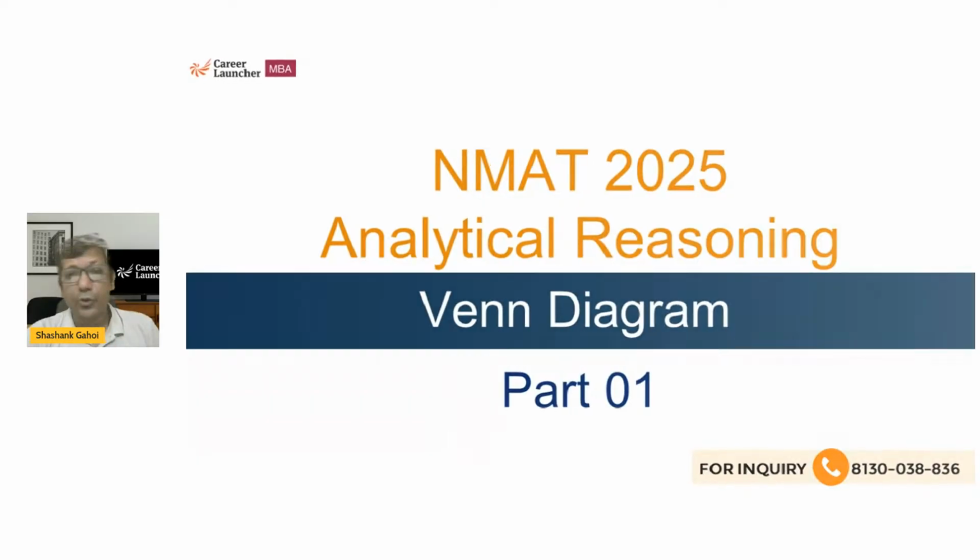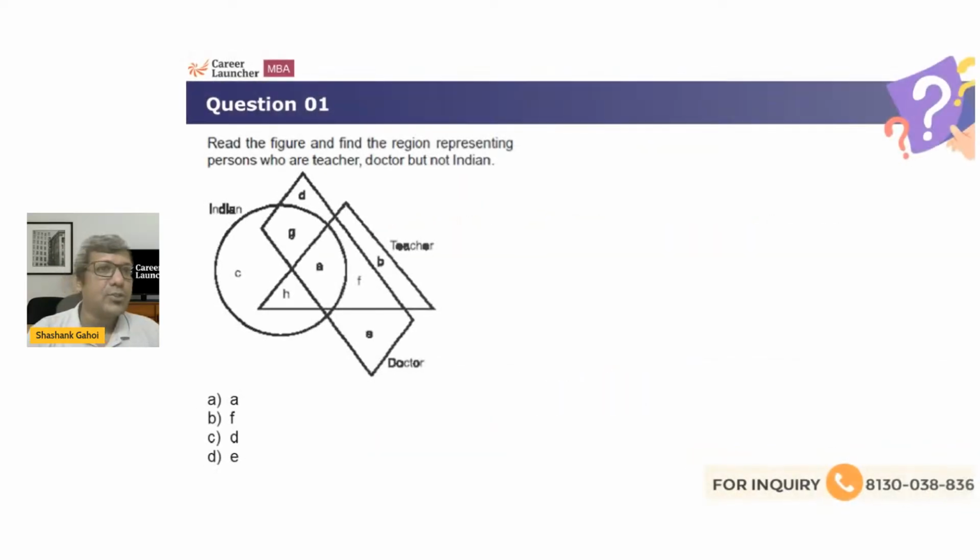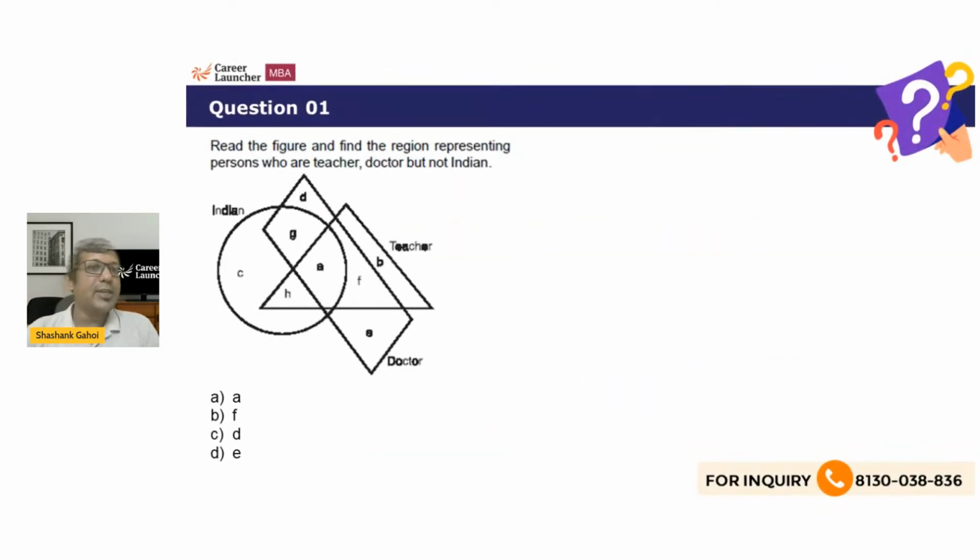So what does the first question say? If you read the figure, it says: find the region representing the persons who are a teacher and doctor but not Indian. So this circle tells you who are Indians. This triangle tells you who are teachers. And this rectangle, or I would say parallelogram, tells who are doctors.